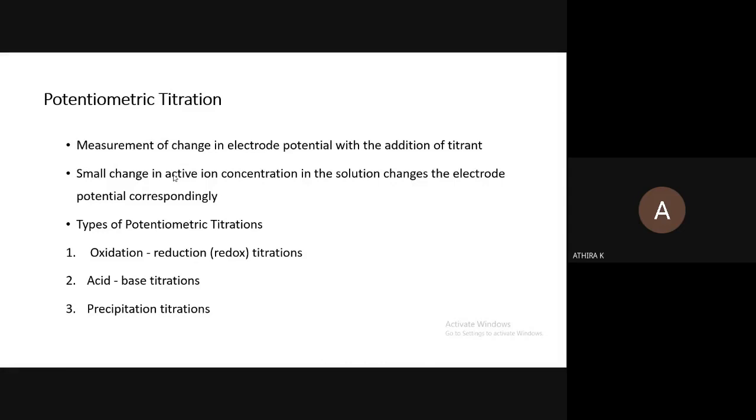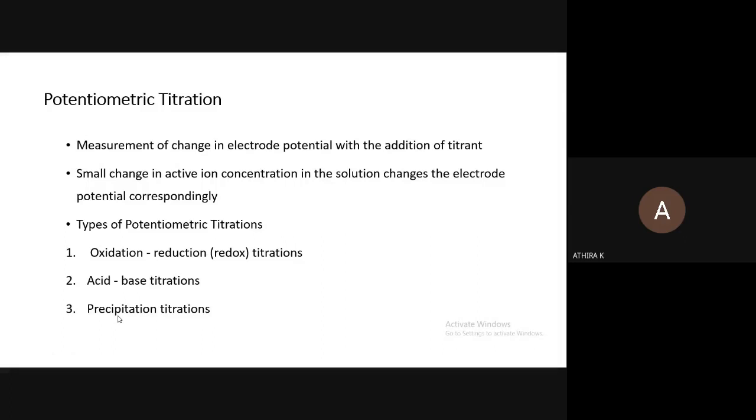And there are three types of potentiometric titrations. You know the acid-base titration. And I think you are unfamiliar with oxidation reduction titration and precipitation titration. You know about acid-base titration. It is a type of potentiometric titration. And the other remaining two are oxidation reduction titrations and precipitation titrations.